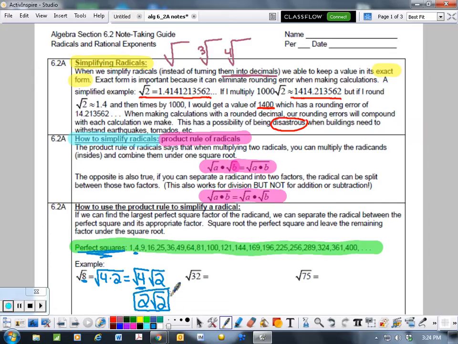And so then I can move on and try another problem. So 32. What's the biggest number in my green list up here that can go into 32? 4 can go into 32, 9 can't, but 16 can go into 32, 25 can't. So 16 is the biggest number, so 16 times 2 gives me 32. Then I can break that up: the square root of 16 times the square root of 2. And the square root of 16 is really 4, so this is 4 square roots of 2.